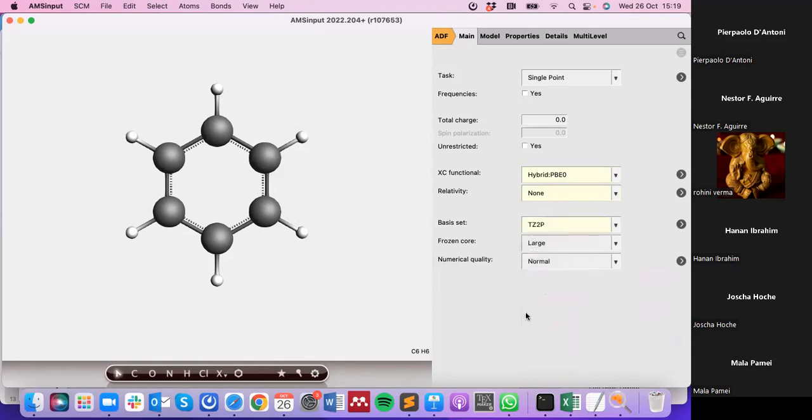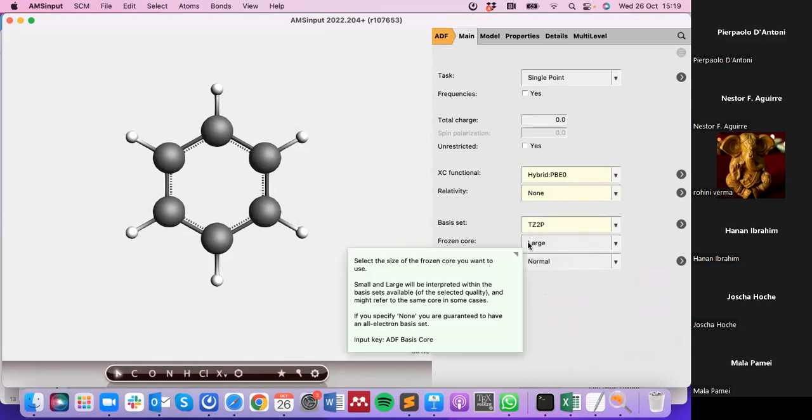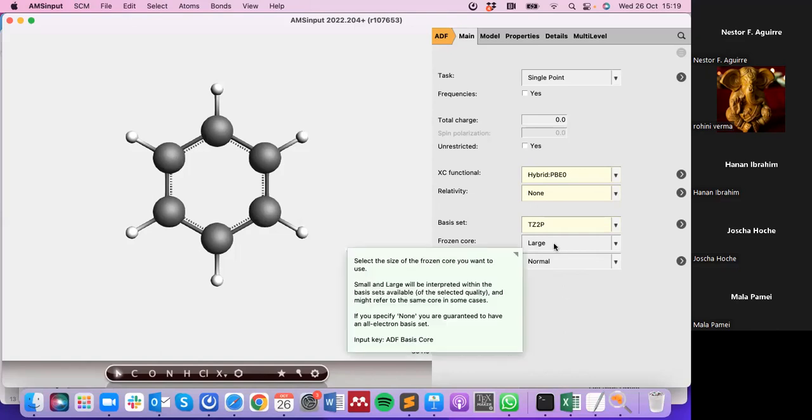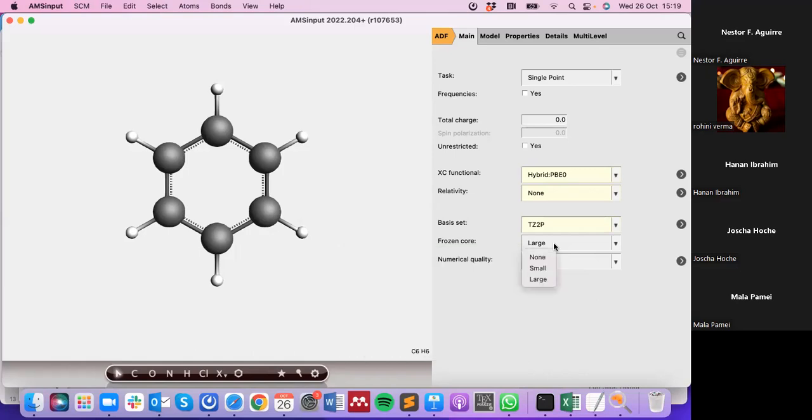TZ2P is a good basis set. Typically now we are looking at excitation energy. Typically they converge quite fast with respect to the basis set. TZ2P is typically sufficient, so you don't need to do quadruple zeta, etc. That's a little bit different for quasi-particle energies, where you typically need to go really large.